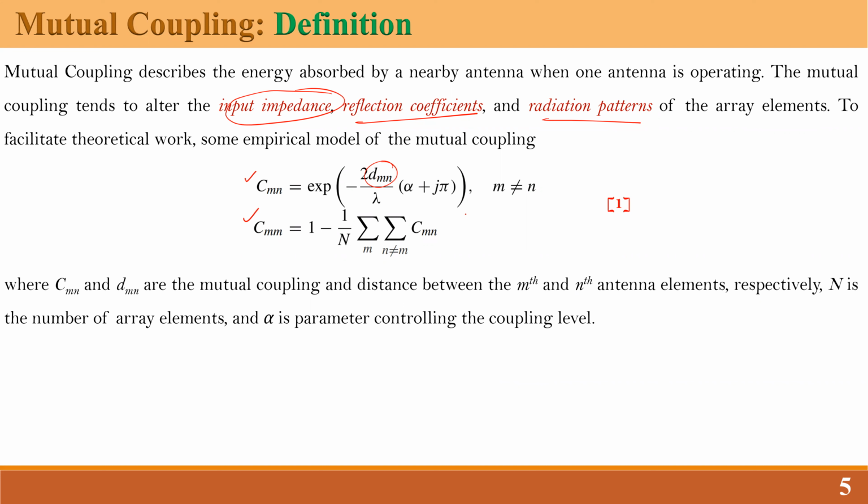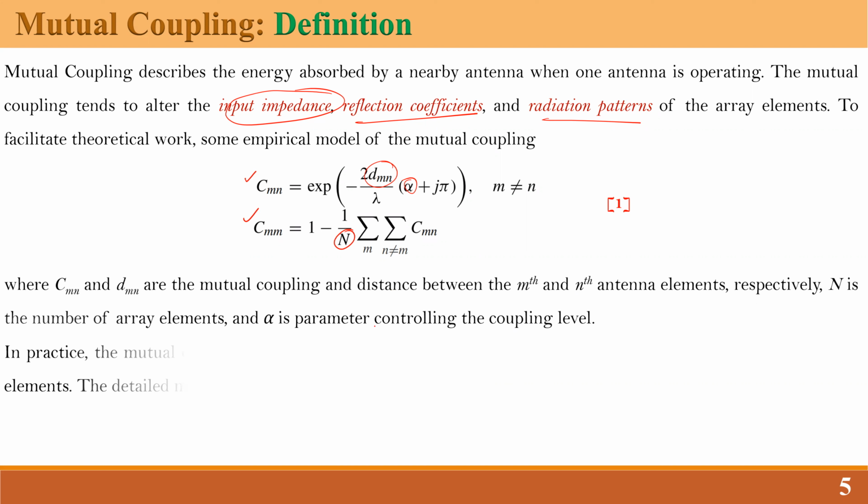One very important factor here is that one is N and one is alpha. What is alpha? Alpha is how much coupling level you are looking for. That can be 20 dB coupling, 30 dB coupling, 40 dB coupling. As you increase the coupling level, it is good for you. Then what is N? N is nothing but the number of antennas you have in your system. So these are the definitions, or the theoretical way one can understand the effect of mutual coupling.